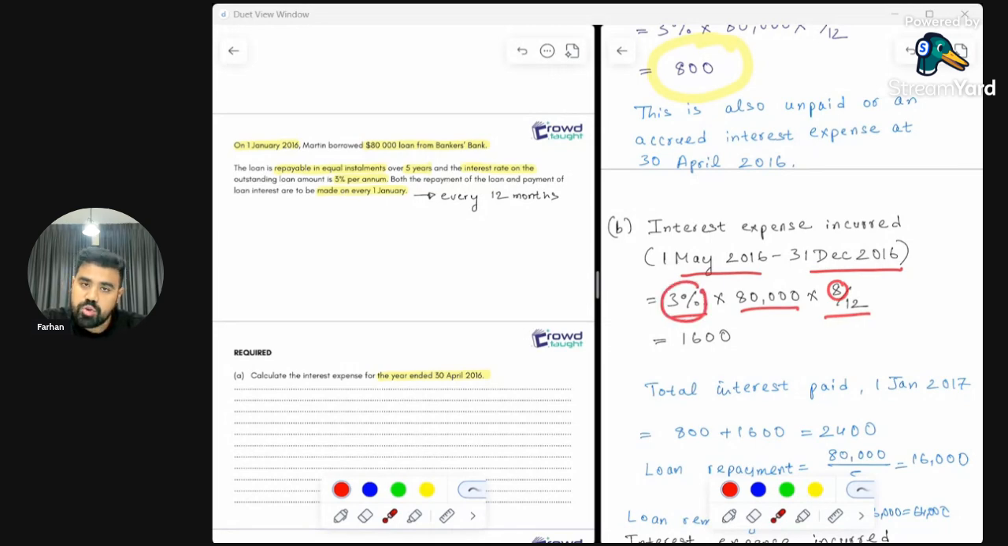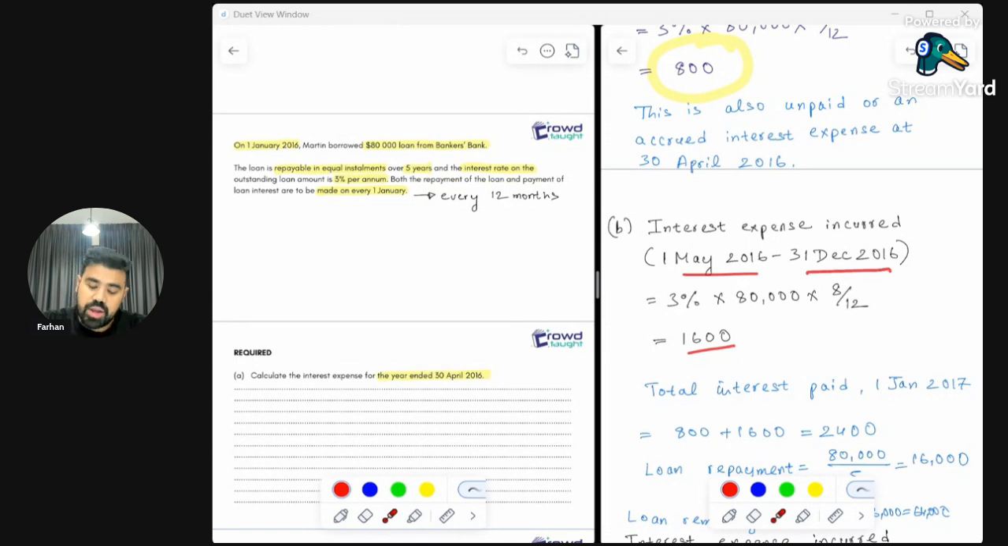And what are we doing in this case? The 8 months here refers to the months of May, June, July, August, September, October, November, and December. All right, so that altogether gives us an interest expense incurred of $1,600, which is basically for the first 8 months of 1 May 2016 until end of 31 December 2016.